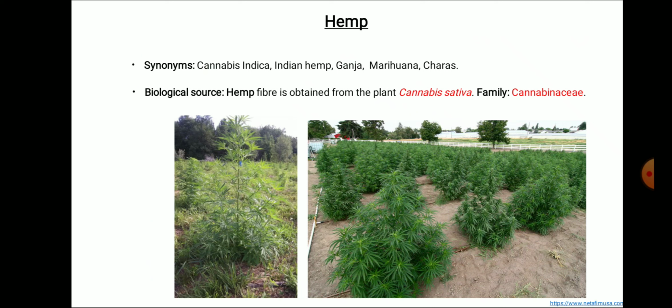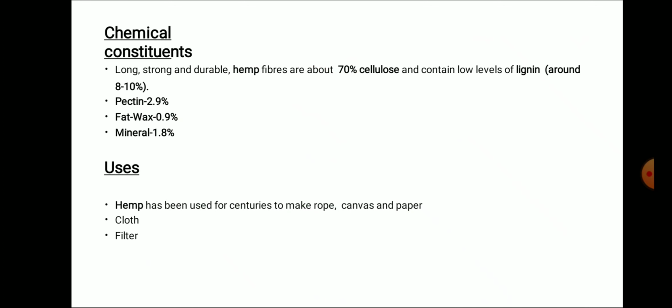The synonyms of hemp fiber are Cannabis indica and Cannabis hemp. The biological source of hemp fiber is the plant Cannabis sativa, belonging to the family Cannabinaceae. Hemp fibers are about 70% cellulose and 8 to 10% lignin. The other chemical constituents are pectin, fat, wax and minerals. Hemp fiber has been used for centuries to make rope, canvas, paper, cloth and filters.